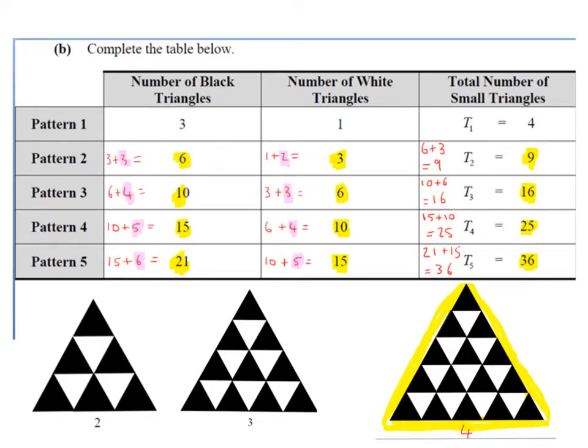If we wanted the next one, we'd add on 7. If we wanted the next one, we'd add on 8, and so on. And then 21 plus 15 makes 36. So 36 small triangles in total. Now have a look at these numbers: 4, 9, 16, 25, 36. Hopefully you'll recognize these numbers as special numbers that we've learned. So we'll have a look at them again in a minute.